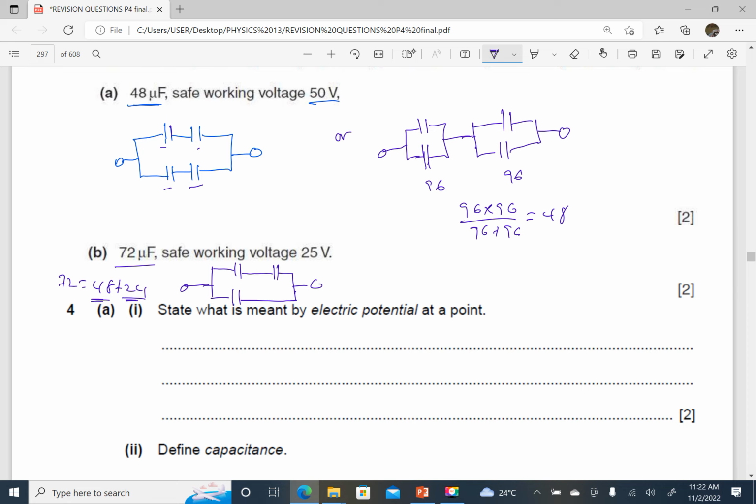Okay. Alternatively, you could also have many more than this. Because we saw that this was 24, suppose we add another one again, I think it will have reached 72. So we can have three sets in parallel.